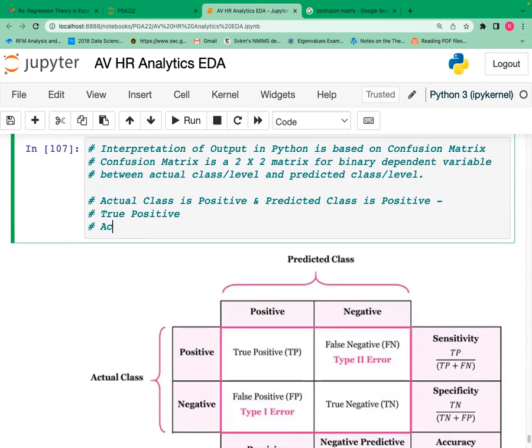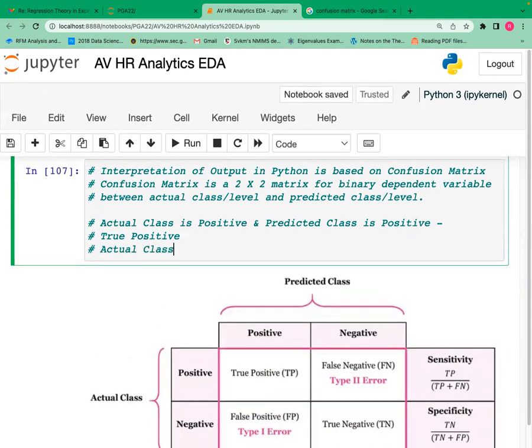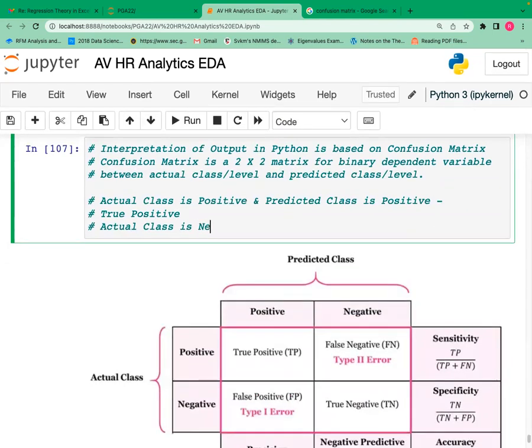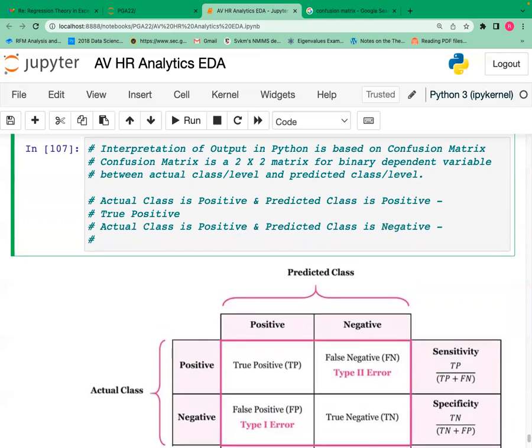Now, sorry, actual class is positive and predicted class is negative, which is a wrong classification. We call it a false negative.